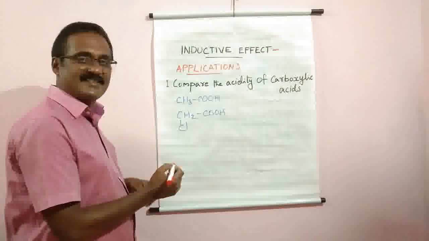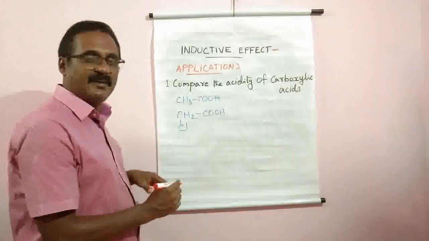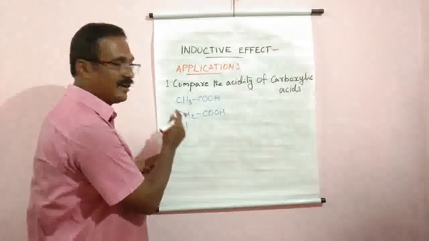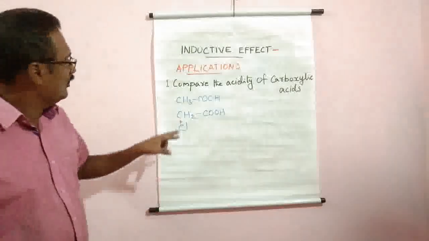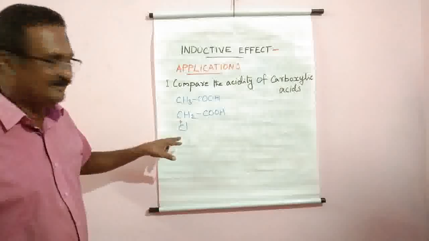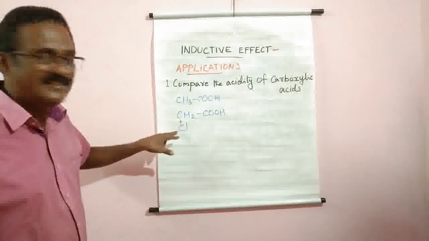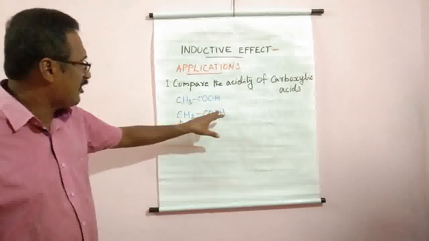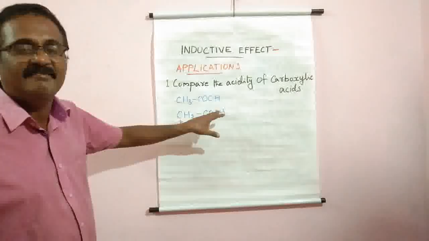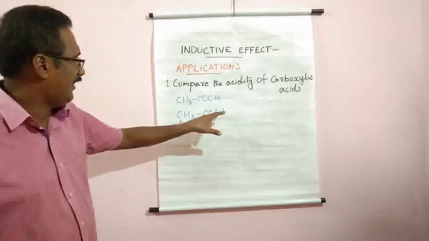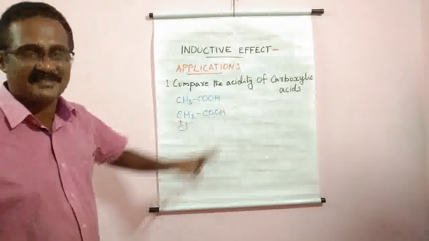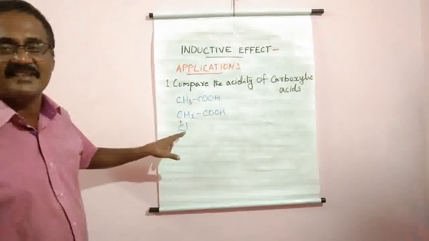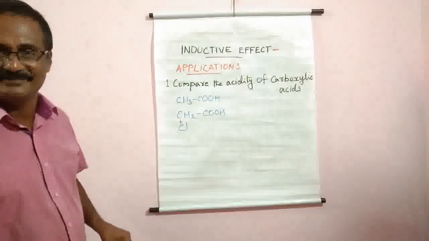In the case of chloroacetic acid, one of the hydrogen atoms is replaced by a chlorine atom. Now, chlorine atom is an electron withdrawing group. So, this is having a minus I effect. Withdraw the electron density. Okay? As a result, the OH bond becomes weaker. So, H is easily liberated as H plus. That is why chloroacetic acid is more acidic than acetic acid.